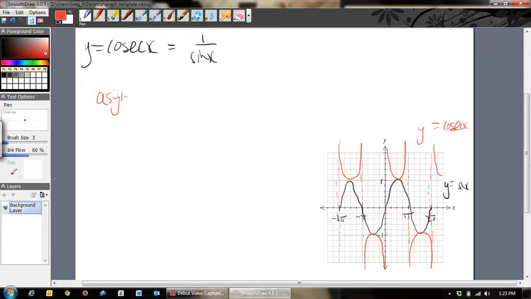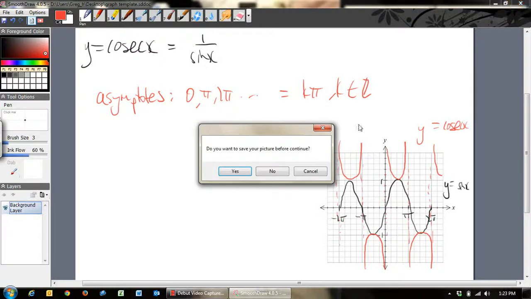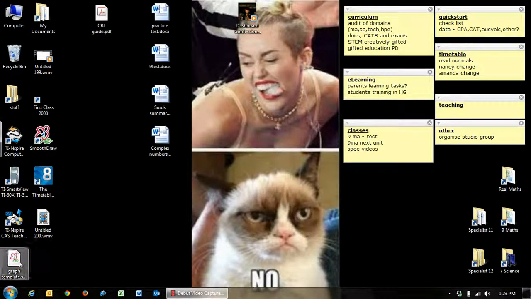Again, all you really need to know is the asymptotes. Everything else you can figure out yourself. Asymptotes occur at 0, pi, 2 pi, etc. Or a better way to write it is just k pi, where k is an integer. It's just all your pi: 0 pi, 1 pi, 2 pi, 3 pi, etc. That's our asymptotes. Fantastic. Let's just quickly look at the graph of cot x.